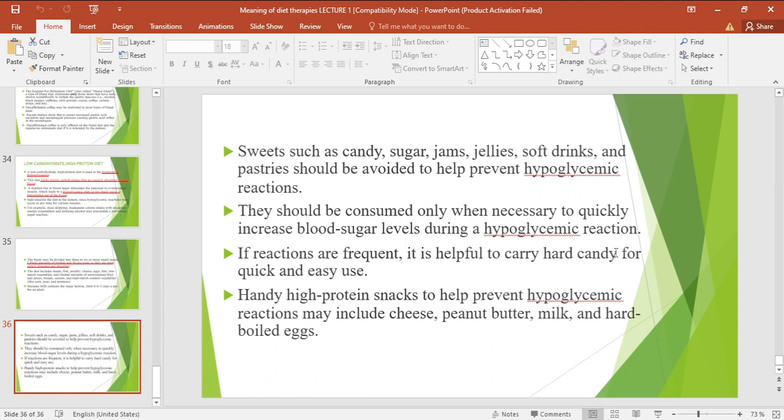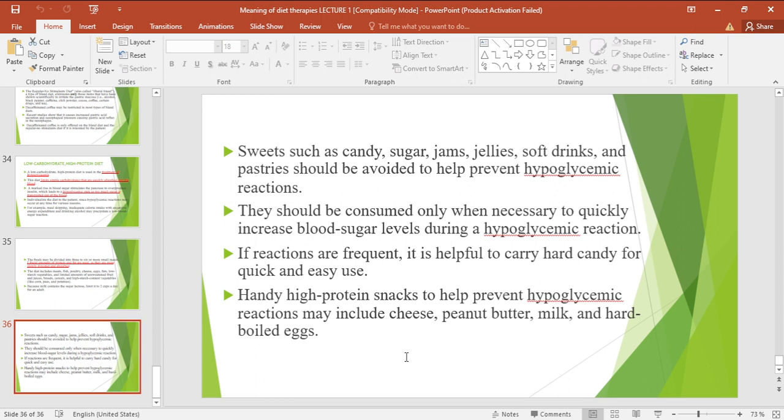And if these reactions are frequent, it's also very helpful to carry hard candy for quick and easy use. The handy high-protein snacks will also prevent hypoglycemic reactions. For example, cheese, peanut butter, milk, and hard-boiled eggs.